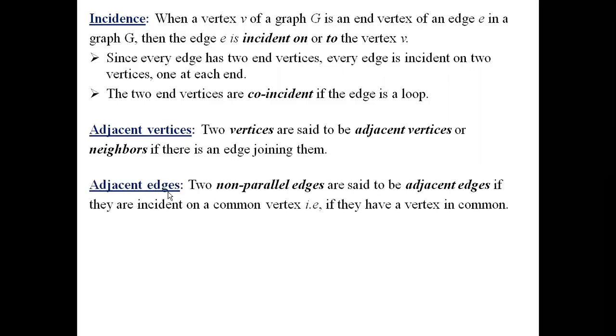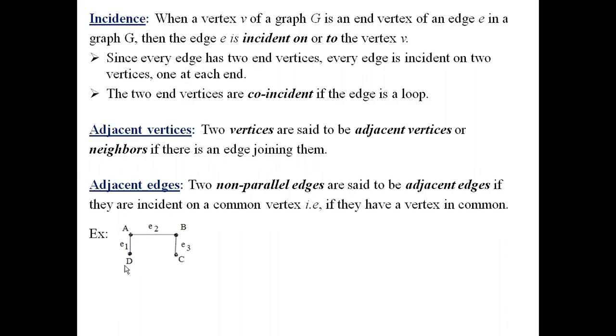Similarly, adjacent edges. Two non-parallel edges are said to be adjacent if they are incident on a common vertex. So if two edges are incident on a particular vertex, then such edges are called adjacent edges. They are always non-parallel edges. That is, if they have a vertex in common. So two edges joined to a particular vertex are called adjacent edges.